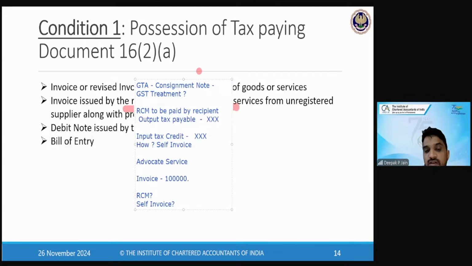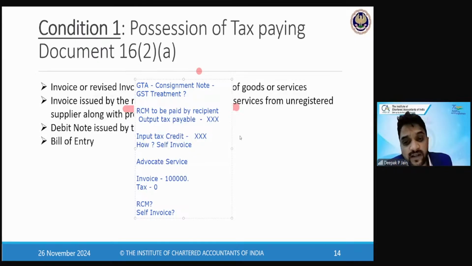The supplier has given you a tax invoice, but he has not charged any tax. Tax is mentioned as 0, and the invoice is given to you for 1 lakh rupees. Is this under RCM? And should you raise a self-invoice in this instance? I think it is exempt. Why is it exempt?